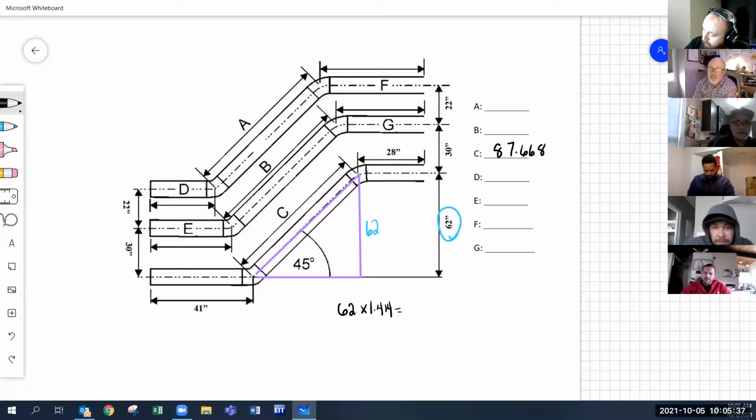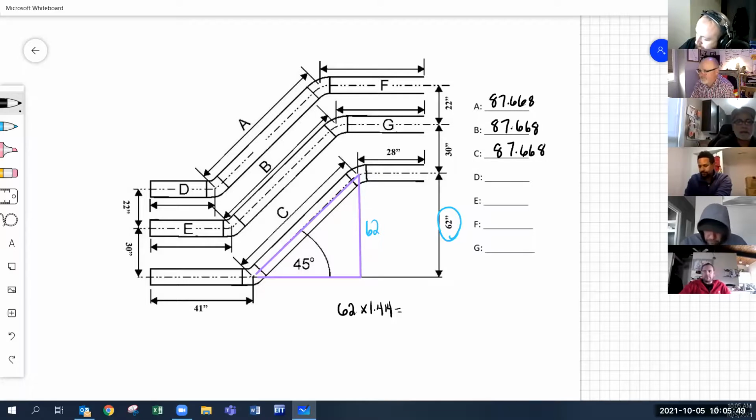Well, because this is equal spread, A, B, and C are identical. In this particular application, A, B, and C are all going to be the same. Now, the next step is we're going to solve for D.